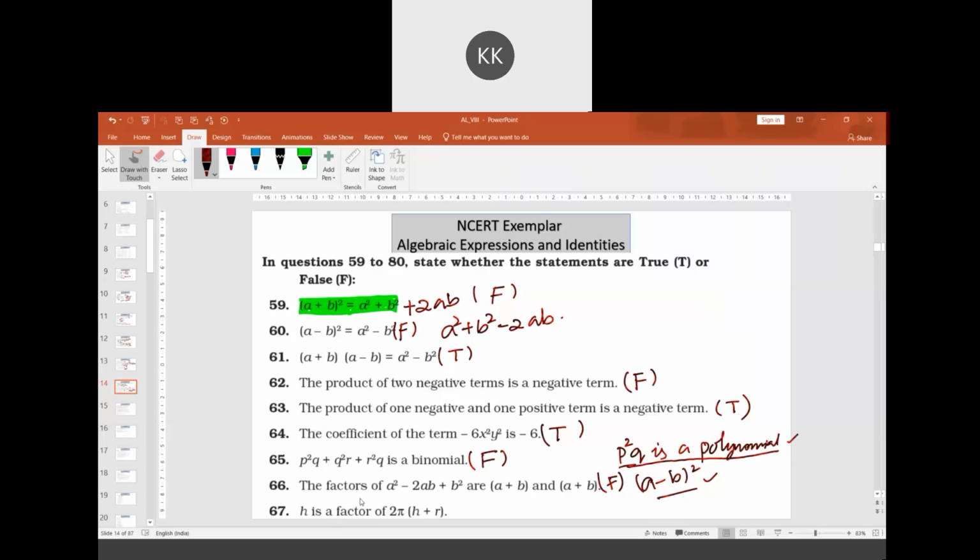Yes, thank you. Ganesh, h is a factor of 2 pi times of h plus r. Is it true? False, sir. Is a factor. Yes, sir, it is a factor. Sir, this is the surface area of a cylinder. Answer is false. 2 pi h plus r.